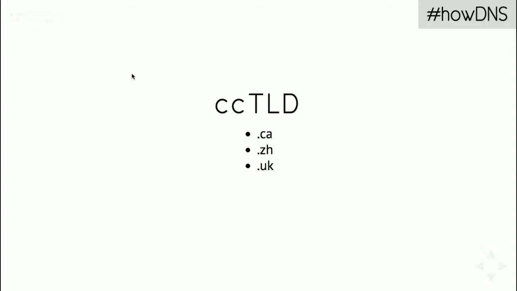These are country-specific TLDs. These you might have seen. .ca is for Canada. Nowadays they've been able to just abbreviate it to .ca, which makes a lot more sense. .zh, is that China? Switzerland? Oh, it's China, okay. .uk is the United Kingdom. .ly is Libya, right? Yep. Which is kind of problematic.